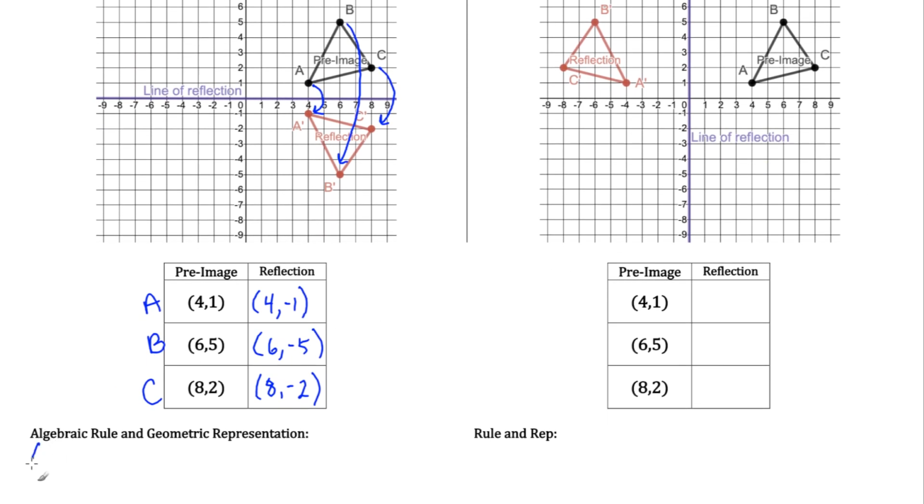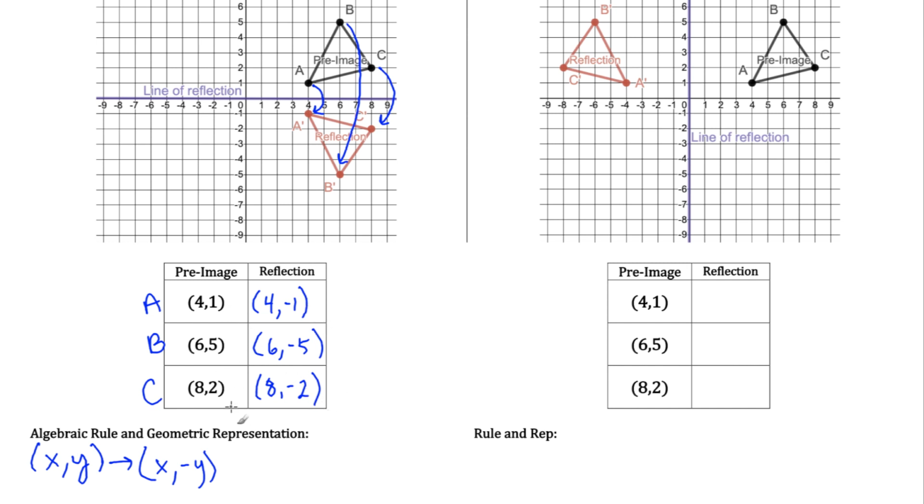And let's represent this algebraically first, x comma y. The x's were 4, 6, and 8. They stayed 4, 6, and 8, so x. The y's were 1, 5, and 2, and they became negative 1, negative 5, negative 2. So they're the opposite. So we put negative y.